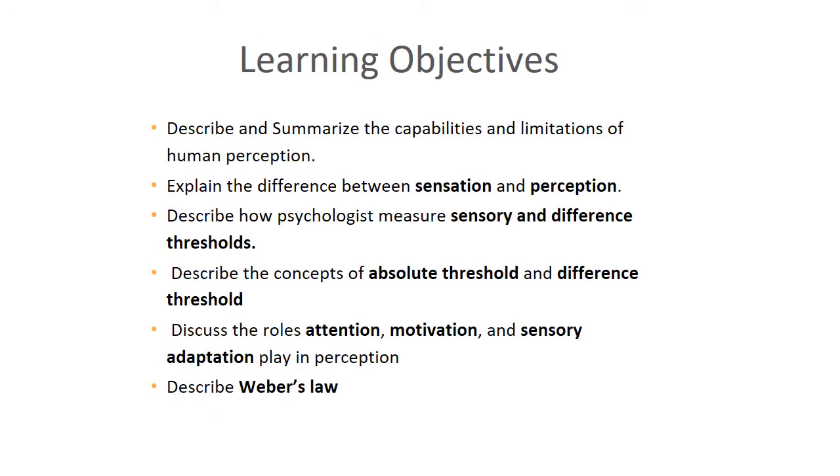Here are some learning objectives for this chapter. By the end of the chapter, you should be able to describe and summarize the capabilities and limitations of human perception, explain the difference between sensation and perception, describe how psychologists measure sensory and difference thresholds, describe the concepts of absolute threshold and difference threshold, discuss the roles attention, motivation, and sensory adaptation play in perception, and describe Weber's law. I've put the key terminology in bold print.